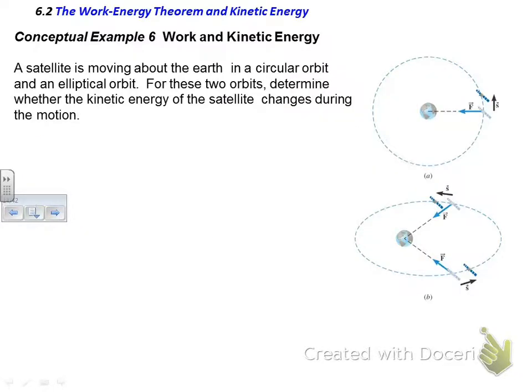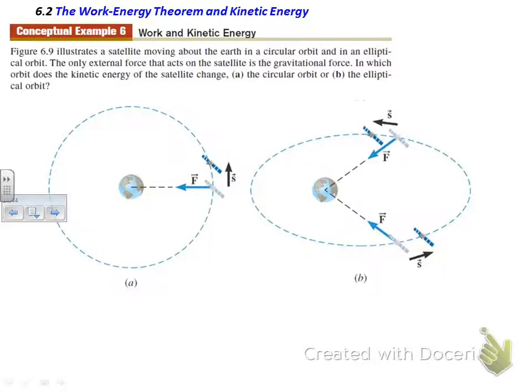All right, some quick concept questions. A satellite is moving about the Earth in a circular orbit and an elliptical orbit. For these two orbits, determine whether the kinetic energy of the satellite changes during the motion. Let's quickly touch up the problem. You have a satellite moving in a circular path and a satellite moving in an elliptical one, and they want to know in which of those the kinetic energy of the satellite changes.